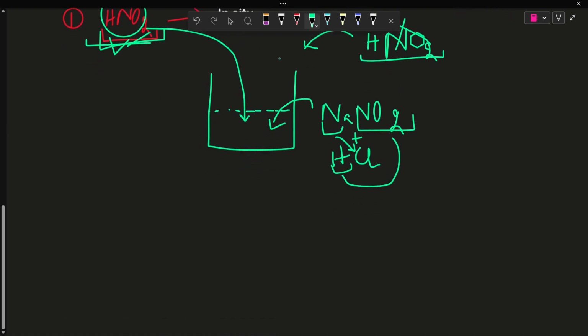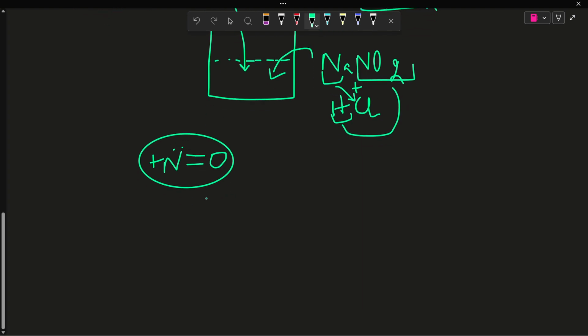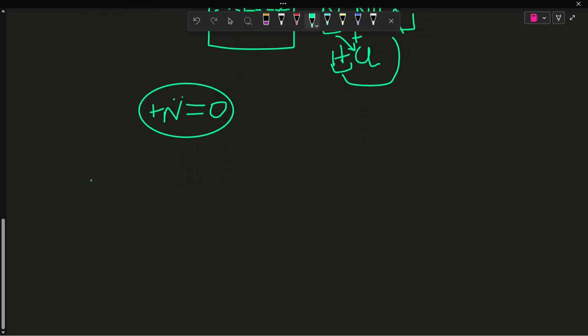Now let's see the mechanistic portion. First of all, we will be generating this ion from HNO2, that's nitrous acid, and this will then act on our aryl amine. Fine. Now let's see how it is formed. We have H.